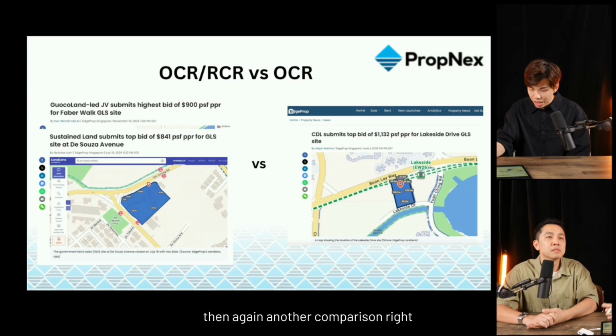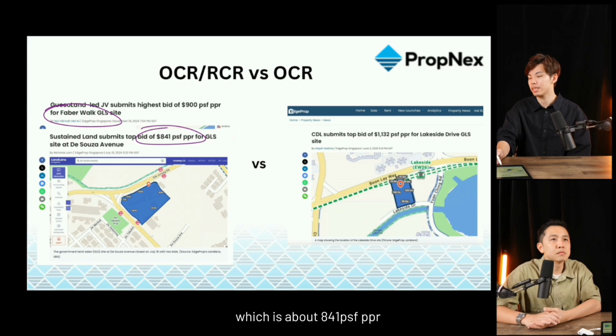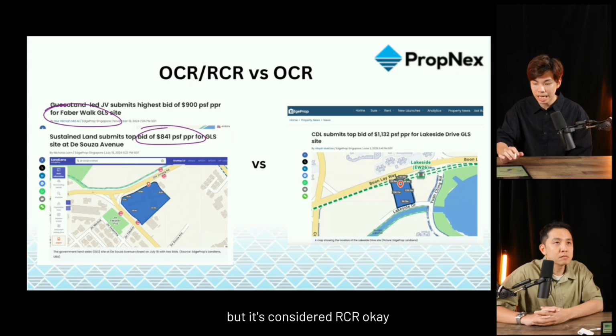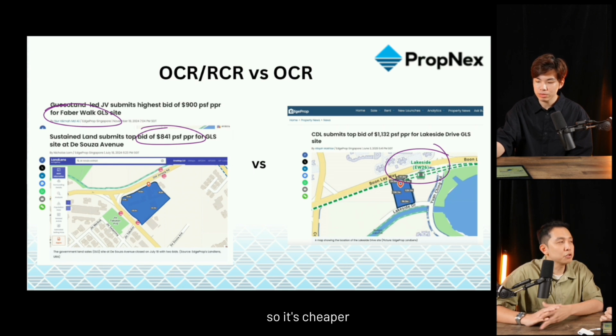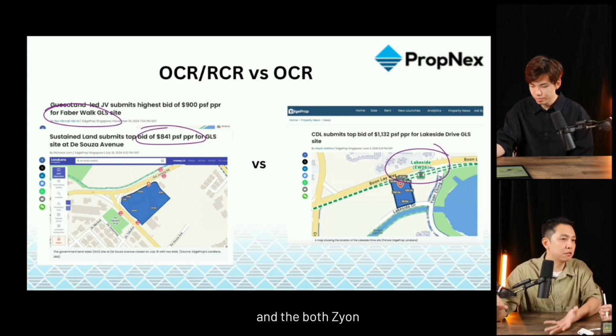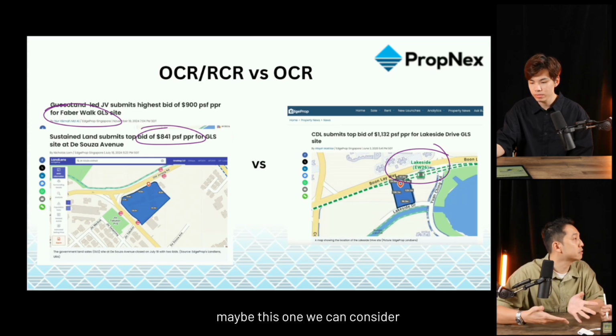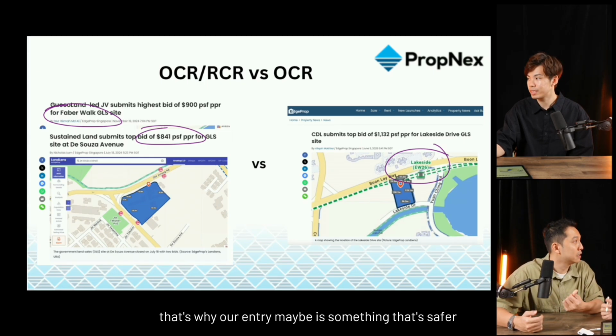Then again, another comparison, right? Of course, we have the Faber Walk, which is considered OCR. Then we have the De Souza Avenue, which is about 841, but it's considered RCR. Okay, of course, this one we also again compare to Lakeside, which is about 1,000. So it's cheaper. Yeah, it's cheaper. So what I'm trying to say, let's just say we are really looking at the RCR, both Zion, and if we cannot get something, maybe this one we can consider, because it's still cheaper from the future, and that's why our entry maybe is something that's safer.